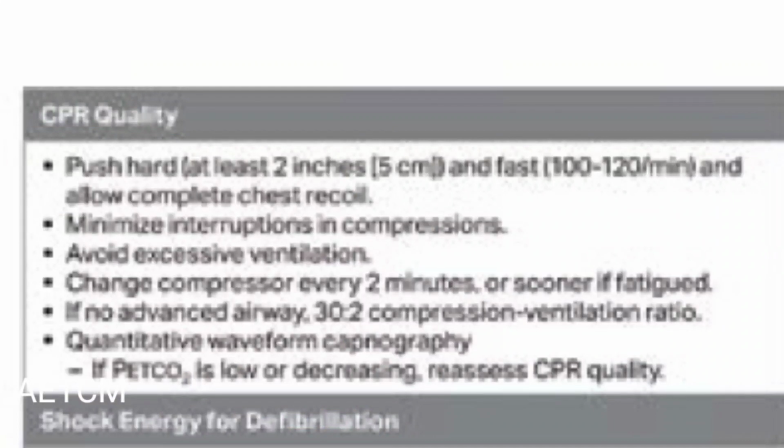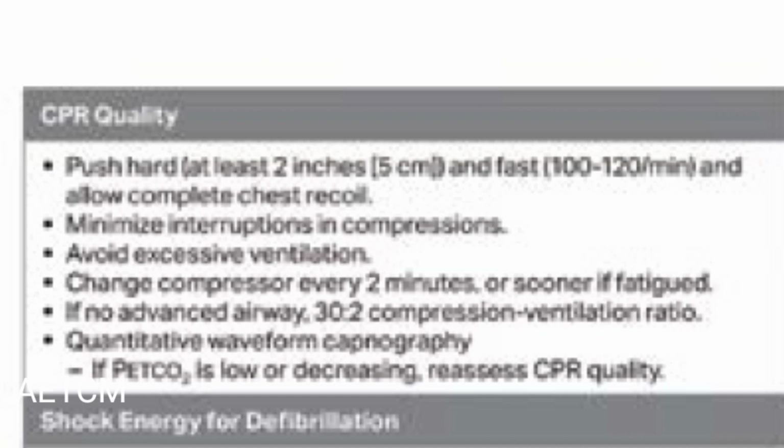To talk about CPR quality, I don't think extra mentioning has to be done, but I'll put down some points on CPR quality. One is push hard and push fast. We know that. Push hard means at least 2 inches or 5 centimeters. Push fast means at least 100 to 120 compressions per minute, and allow adequate chest recoil, which is very important. You have to minimize interruptions between compressions, and avoid excess ventilation. At the same time, change compressors every 3 minutes.